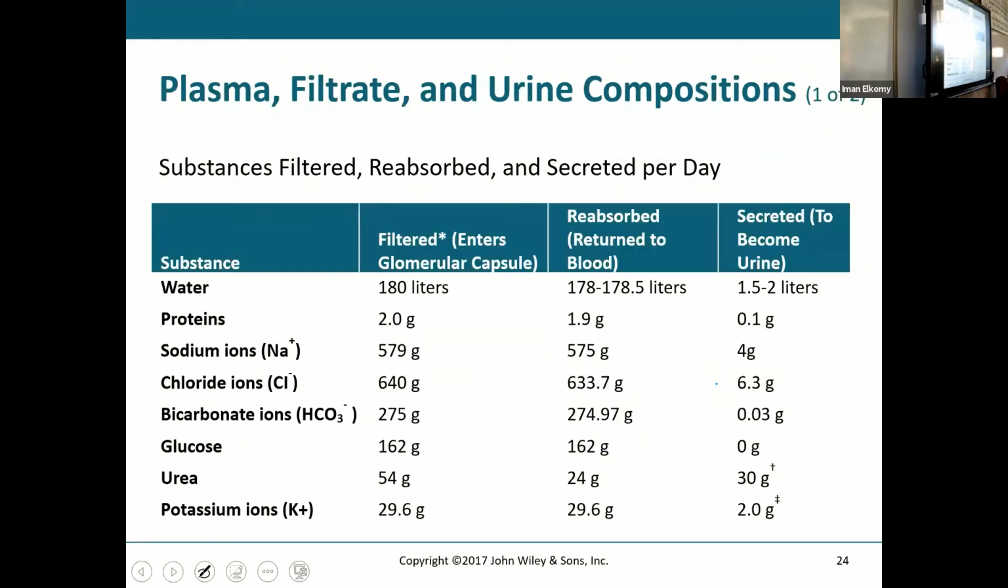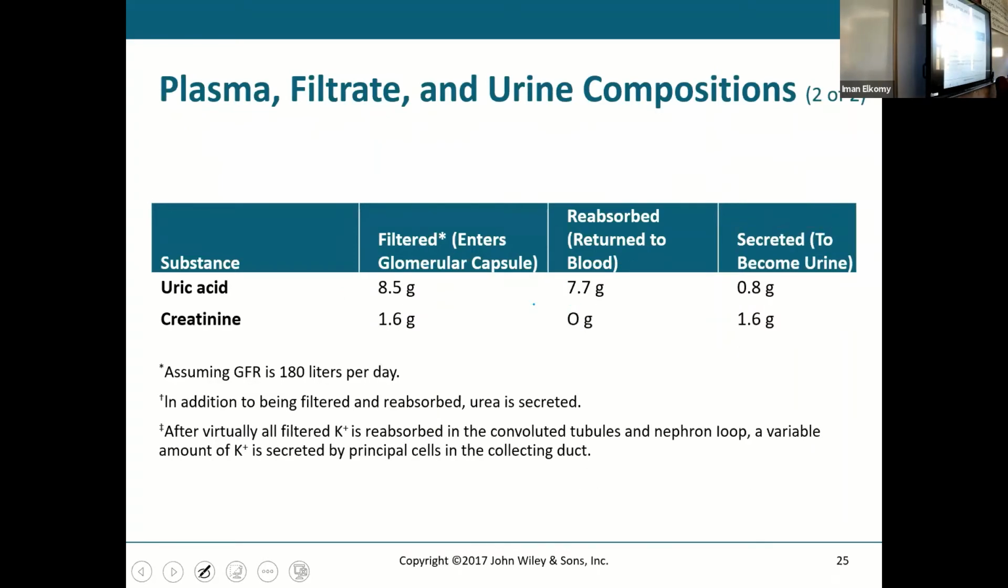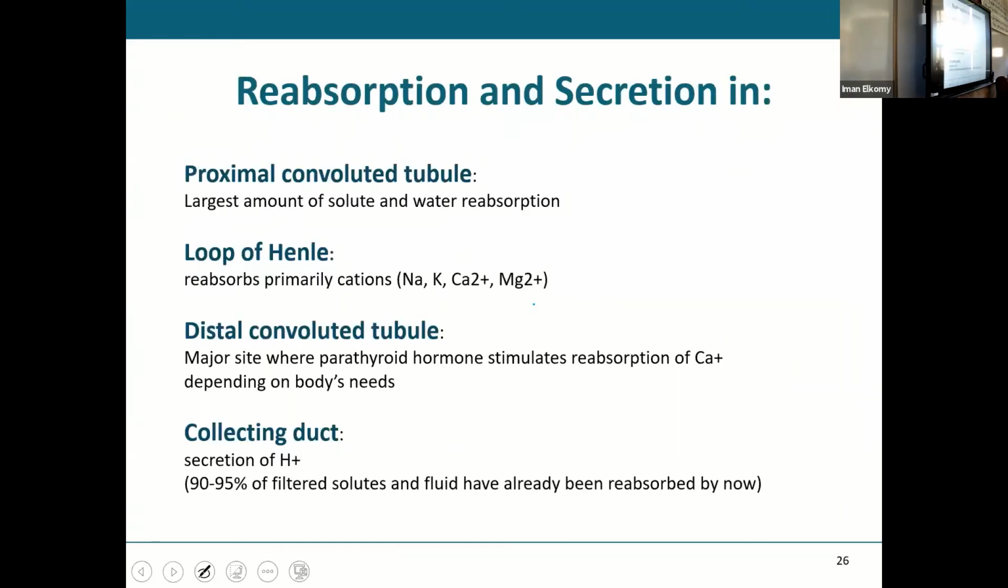Okay. The next few slides are a list of all of the things that are filtered, reabsorbed, and secreted, and you can take a look at that if you want. We're going to talk about the idea that water, you've got 180 liters coming through that capsule being filtered, but you also have almost the same amount being returned to your blood. Specifically, which part of the tube does what? And this is what you need to know.